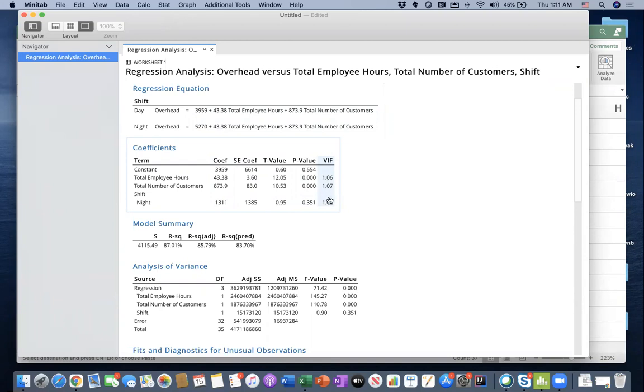We basically keep these variables in the equation. What does this tell us? It basically tells us how much, for example, the total employee hours has a VIF value of 1.06. It means that the other variables are not really explaining this total employee hours that much. So this is good, because it is telling us that there's not really a huge relationship between total employee hours and total number of customers and the shift information.